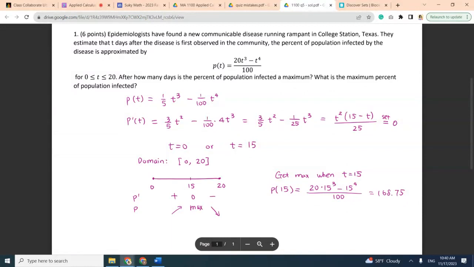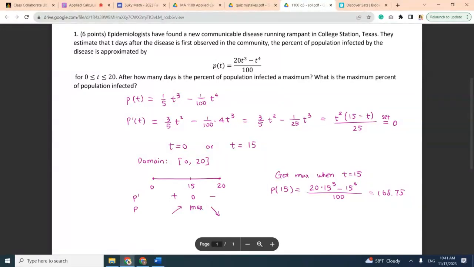Some of you used the quotient rule. Here, do we need the quotient rule? Do you see the denominator is a constant? It's not a function, right? Everybody? So in this case, we don't need to use the quotient rule because the denominator is a constant. So you can split those two terms. Then you get just a polynomial. Then you can just use the power rule. The derivative of t cubed is 3t squared. The derivative of t to the fourth is 4t cubed. And then you simplify, you get this.